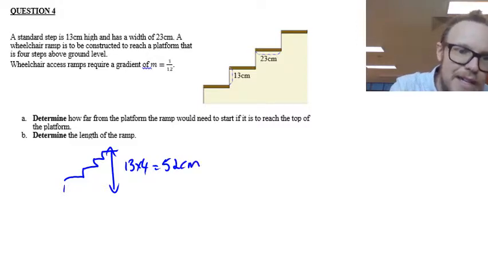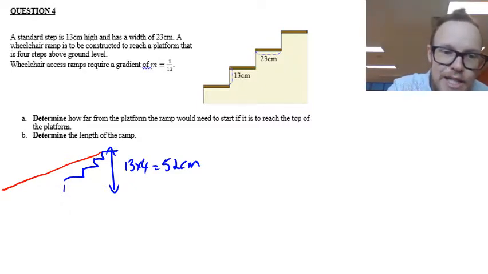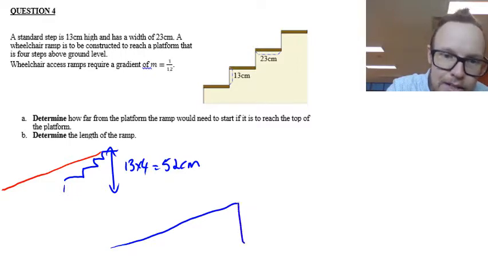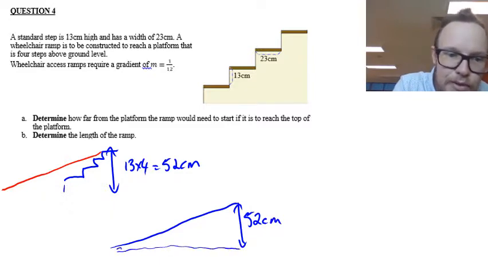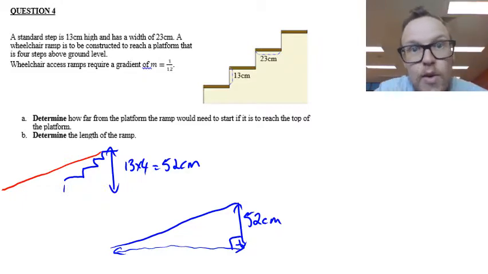Now, the wheelchair ramp that we're going to have needs to go from the top of the stairs all the way out. And we need to find out how far it's going to go out from the steps. Essentially now, we can draw a right angled triangle that shows this relationship. We've got our ramp. It is going to be 52 centimetres high, and it is going to be some distance there from the top of the ramp, and that makes a right angled triangle. Now we know that the gradient of this line is 1/12.